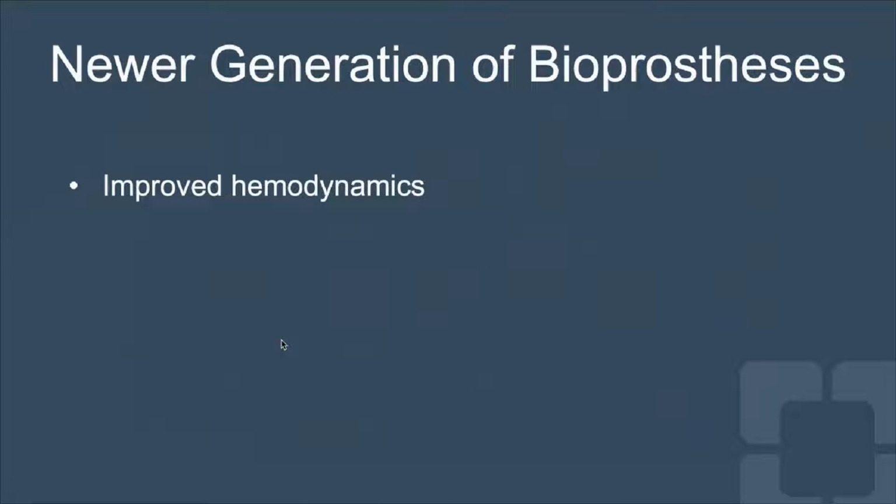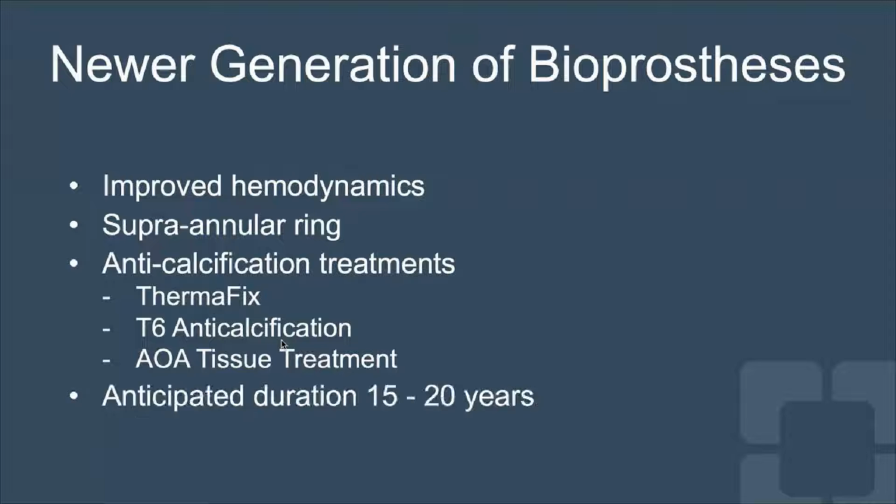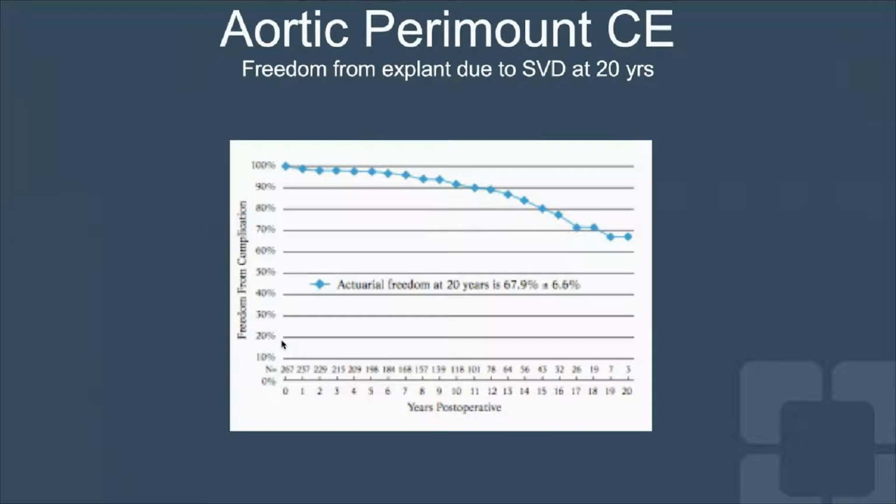The newer generation of bioprosthesis or the stented xenografts have improved hemodynamics because their stents are much smaller. They are placed in a supra-annular position, and they have anti-calcification treatments that make these valves more resistant to calcium development and make them last longer. So the anticipated duration for these valves is typically around 15 to 20 years now.